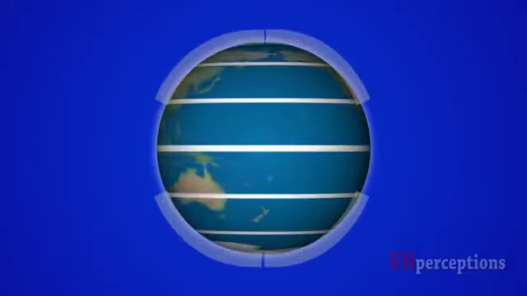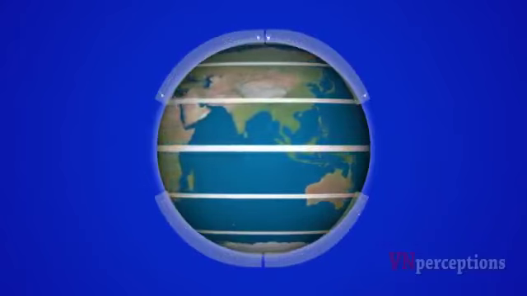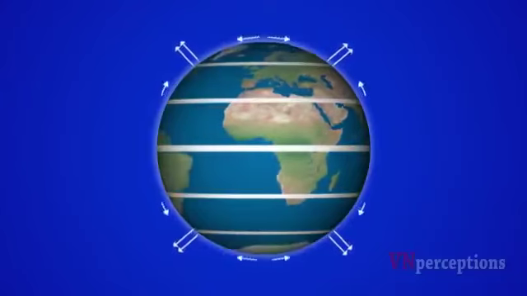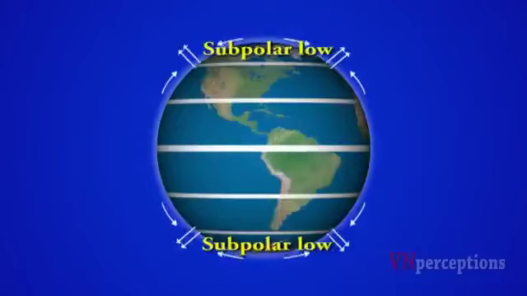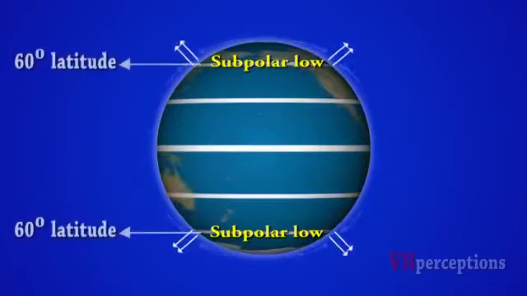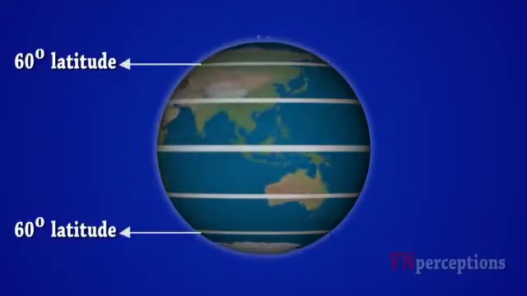At this point, we have air coming from north and south. So, at this point, the air converges and rises up. These regions are known as subpolar lows. So, at 60 degree latitudes, we have a low pressure system because we have rising air.